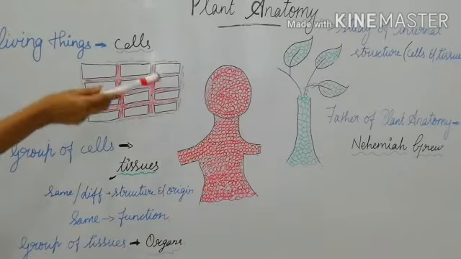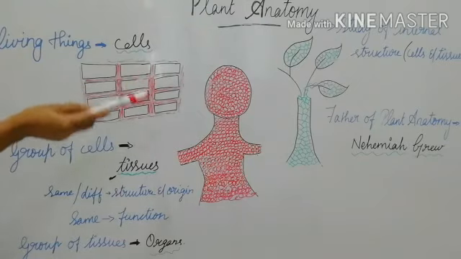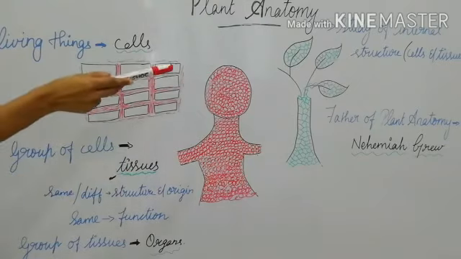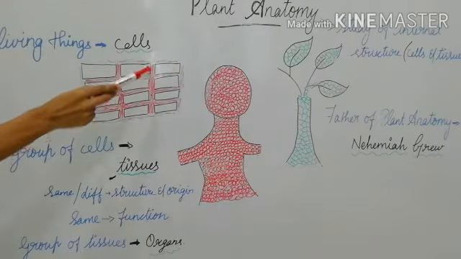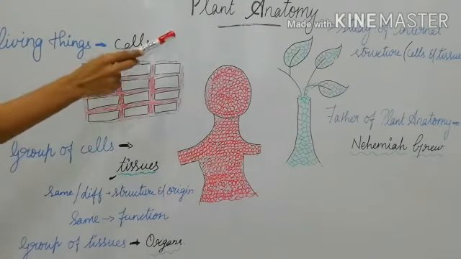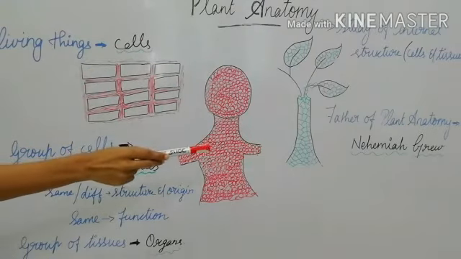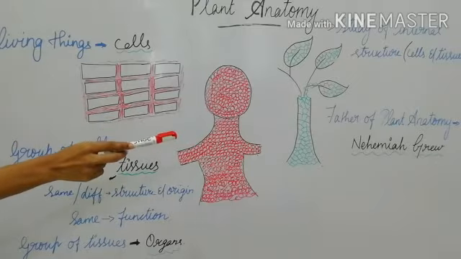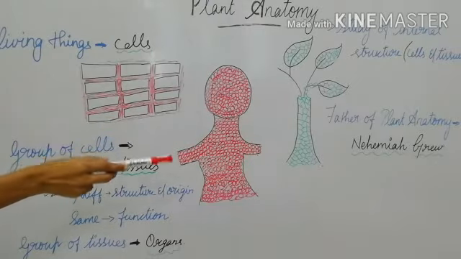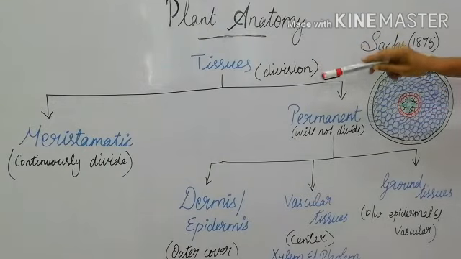And the study about the internal structure is called anatomy. That is, the study about the cells and tissues is called anatomy. Here we are going to study about the internal structure of plants, that is, plant anatomy. And the father of plant anatomy is Nehemiah Grew, and he is the first to publish the internal structure of plants.